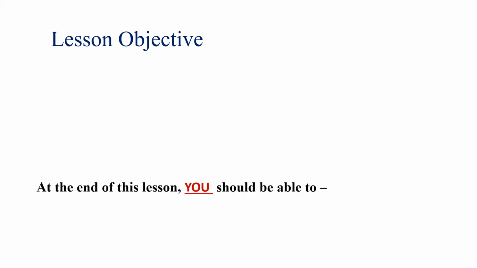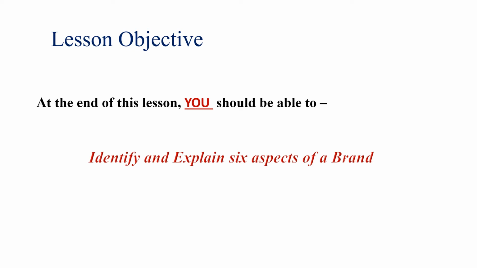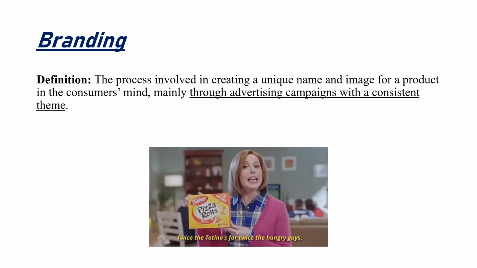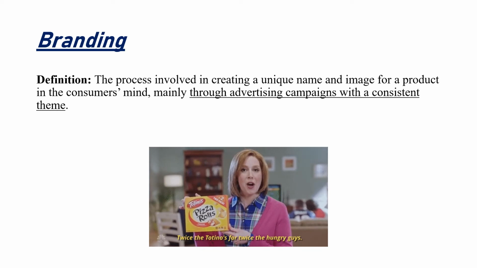So today, at the end of this class, you should be able to identify and explain 6 aspects of a brand. So let's recall what is branding. Branding is the process involved in creating a unique name and image for a product in the consumer's mind. It happens mainly through advertising campaigns with a consistent theme.